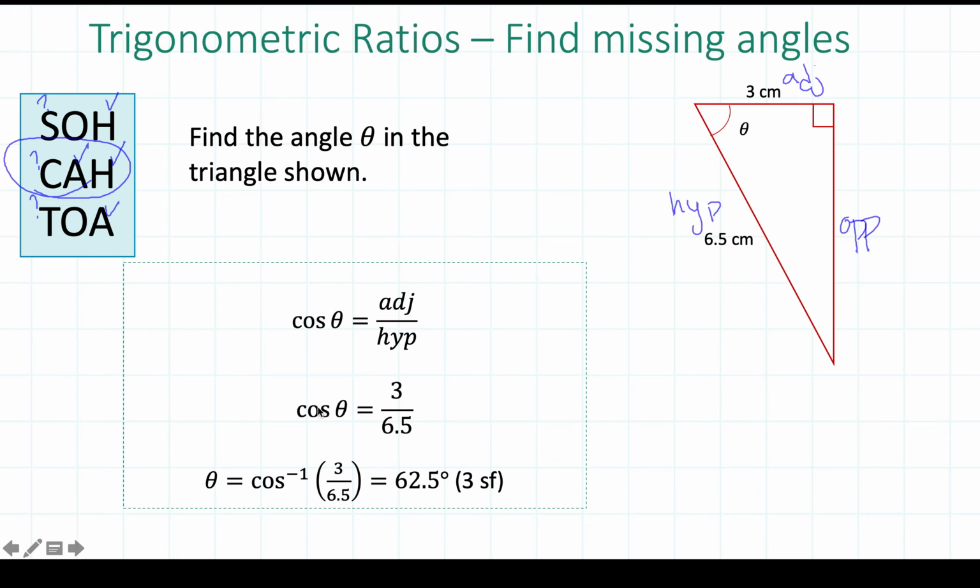And then I'm going to do the exact same thing. I'm going to take cos inverse of the right-hand side. So cos inverse of 3 over 6.5. Remember, what you want to do is find theta. So in order to isolate theta, you have to remove the cos. And the only way you could do that is by taking cos inverse. So by doing that, I'll get 62.5 degrees, and that's rounded to 3 significant figures.